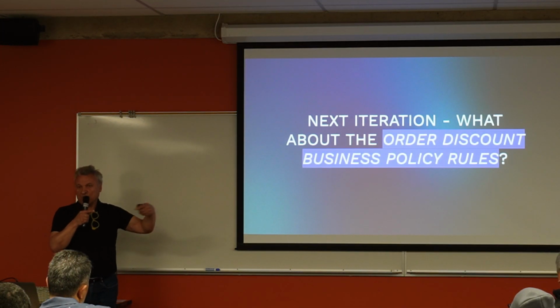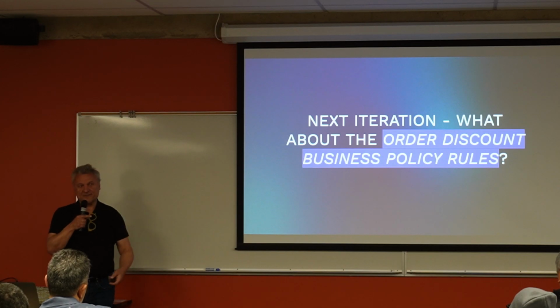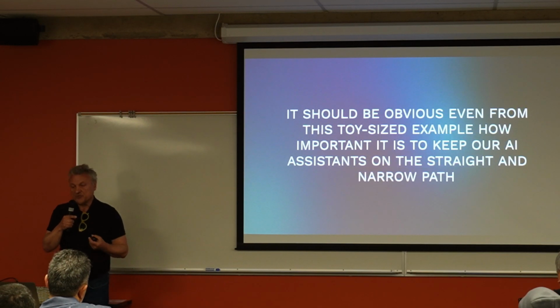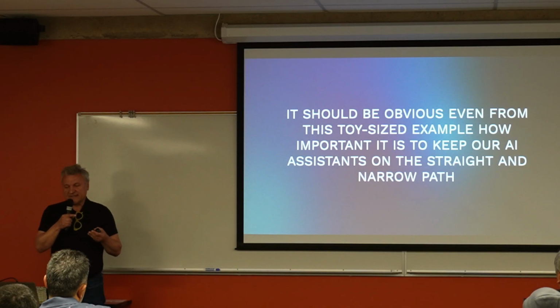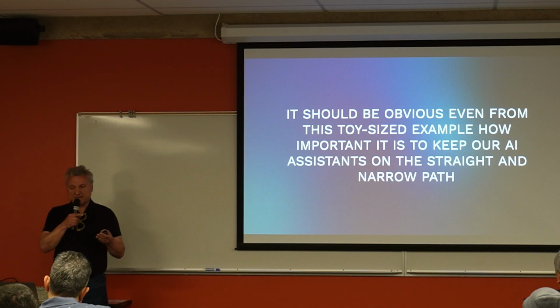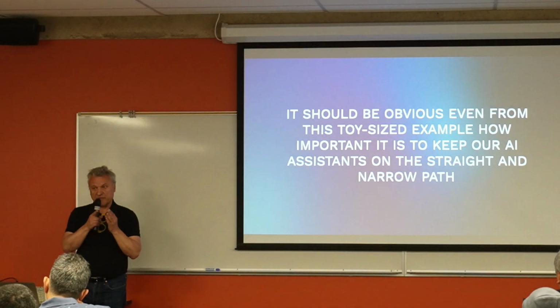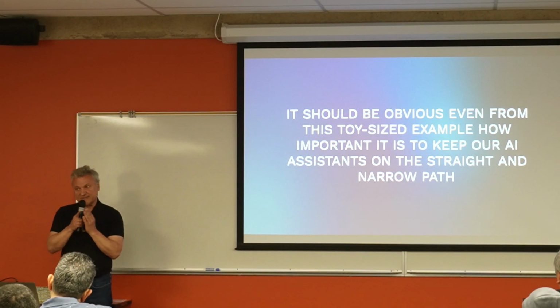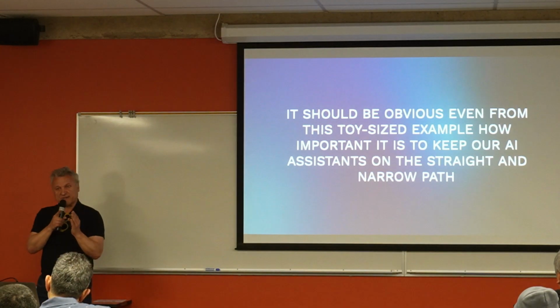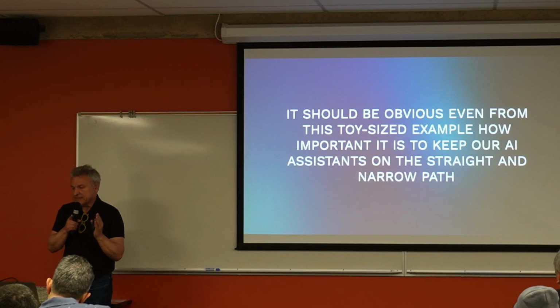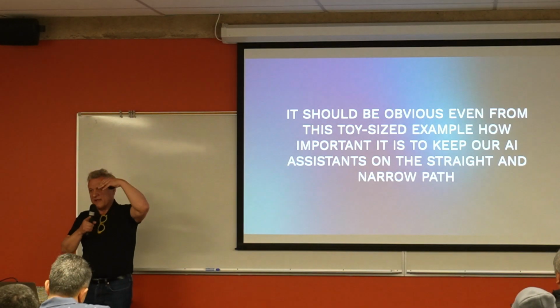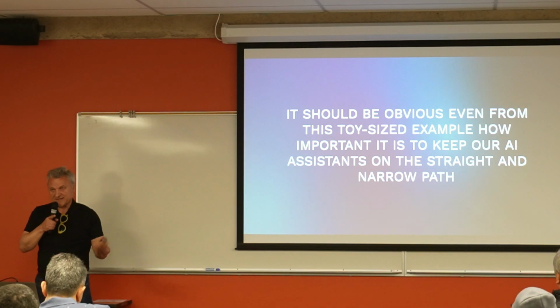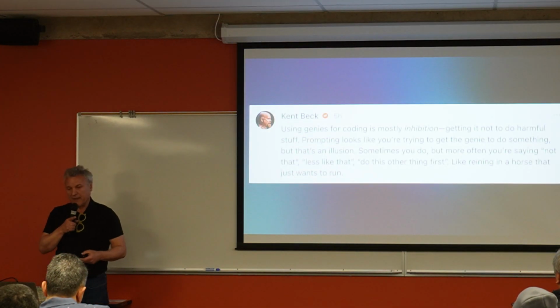So we can go on the whole night about this, we can grow the system, but the point is, it should be obvious even from this toy-sized example, how important it is to keep our AI assistants on the straight and narrow path. We really constrain, put the harness on them, and we really instruct them to just fail or pass. It's binary, right? No room for hallucination, for pulling all these fancy things into the works.